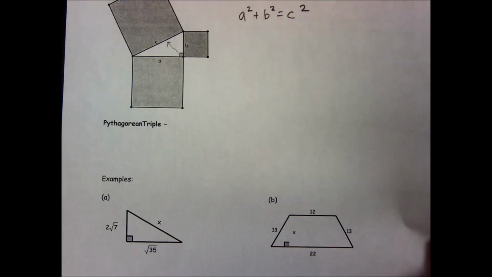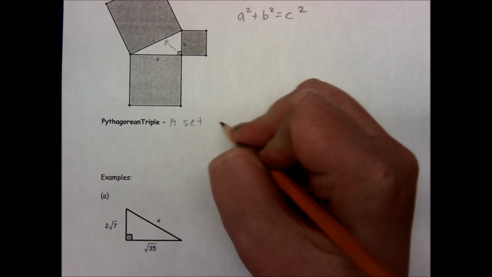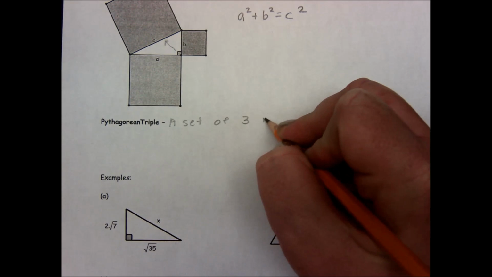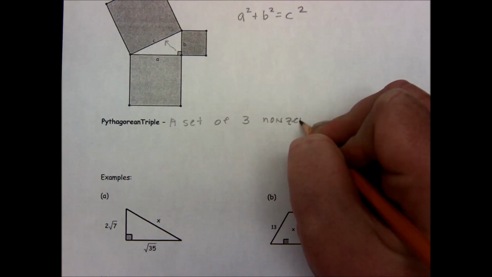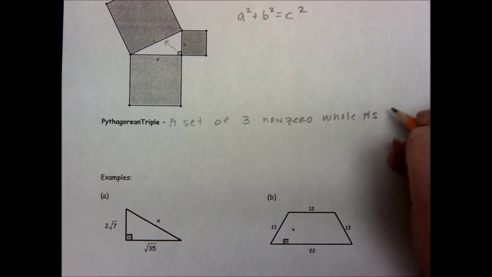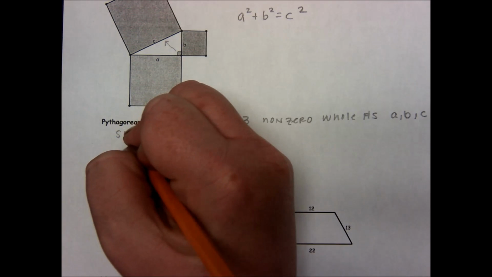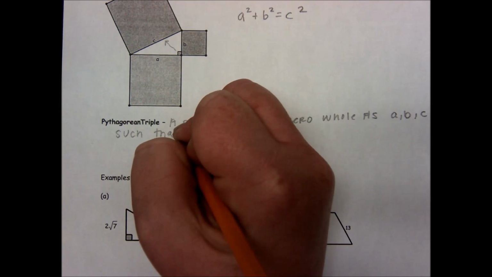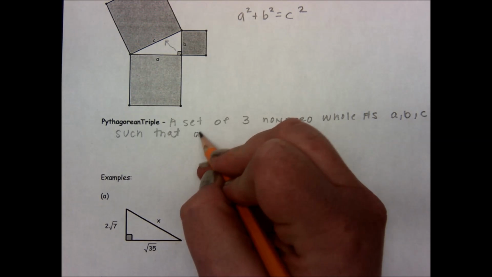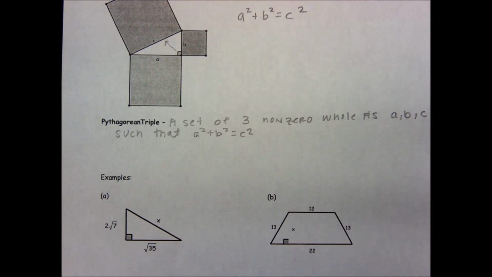So we have what's called Pythagorean triples. And Pythagorean triples are a set of three non-zero whole numbers that we're going to call A, B, and C, such that a squared plus b squared equals c squared.